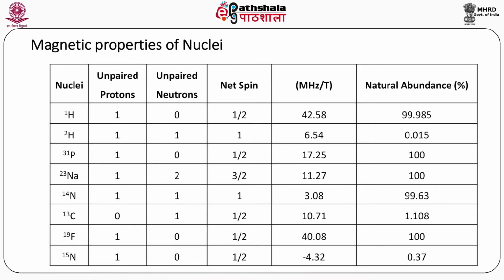There is also a concern about the natural abundance. The proton nuclei is highly abundant, 99.985% abundant, compared to the deuterium, which has significantly lower natural abundance. Compared to that, the NMR active carbon nuclei C13 has a natural abundance only of 1.108, whereas the N15, which is again a spin half nuclei, has natural abundance of 0.37. So, lower the abundance, more insensitive the detection becomes.